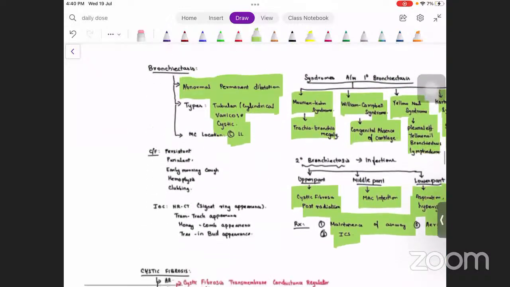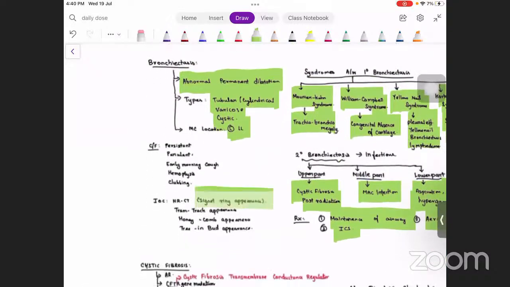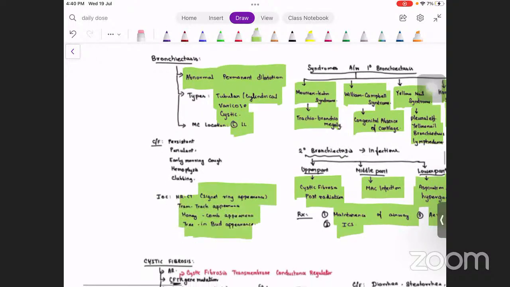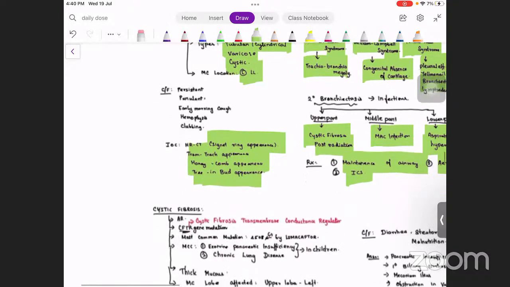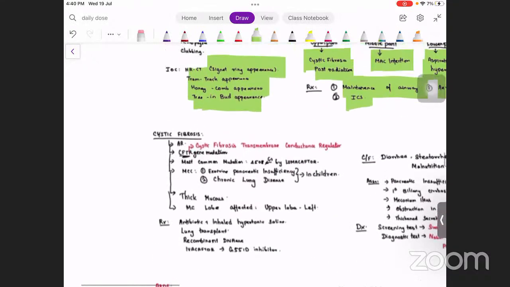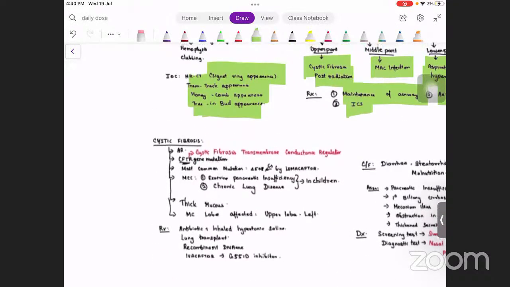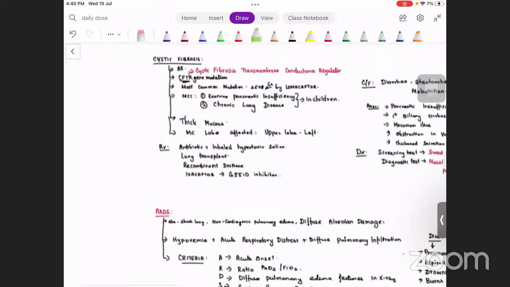Apart from that, in bronchiectasis, you may see the signet ring appearance, tram track appearance, honeycomb appearance, and tree-in-bud appearance. So what are the named appearances? Signet ring, tram track, honeycomb, and tree-in-bud are the appearances you may expect to see in bronchiectasis.